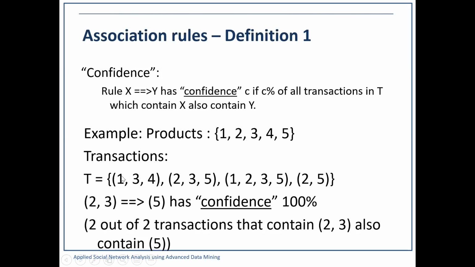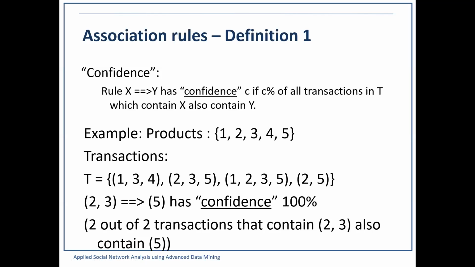The rule, does it apply to the first transaction? No, because the rule applies only if the left-hand side is fulfilled. In the first transaction, we don't have the left-hand side. We do not have products 2 and 3. So the rule does not even apply to the first transaction. So I can't say it's correct or wrong. It does not even apply.